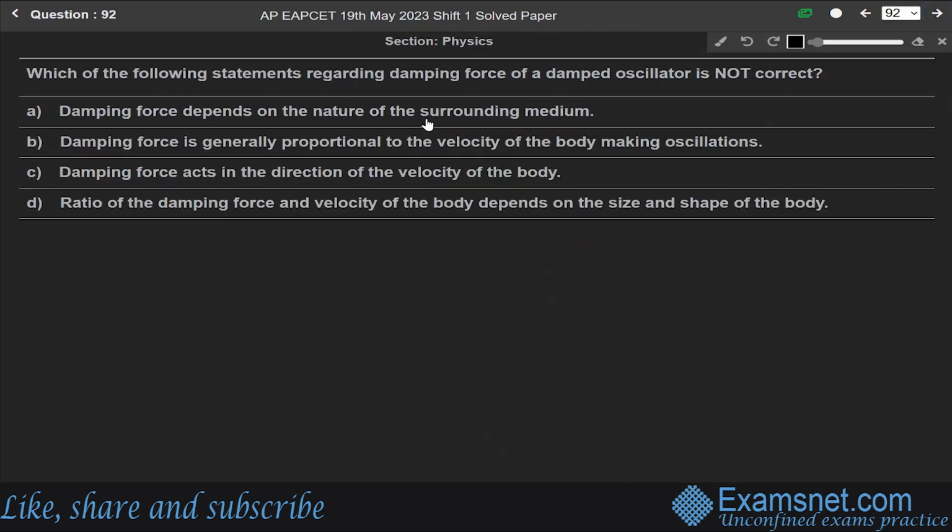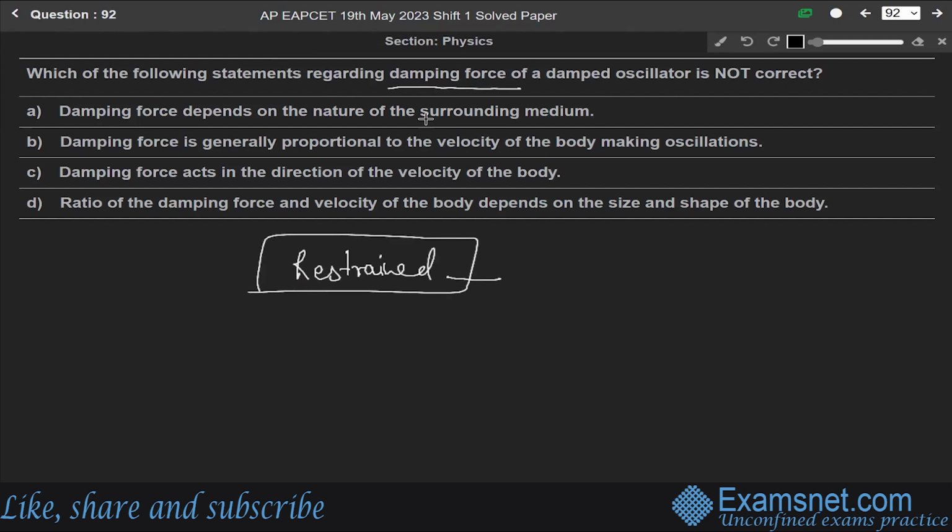Now next question 92. Which of the following statements regarding the damping force of a damped oscillator is not correct? So first of all, what is a damping force? A damping force is involved when vibrating motion is restrained. Damping force is involved whenever there is a vibrating motion that is restrained. For example, alternating electric currents, or noise, or mechanical oscillations. These are all examples of damping forces.